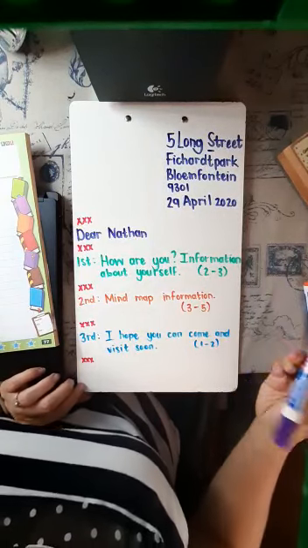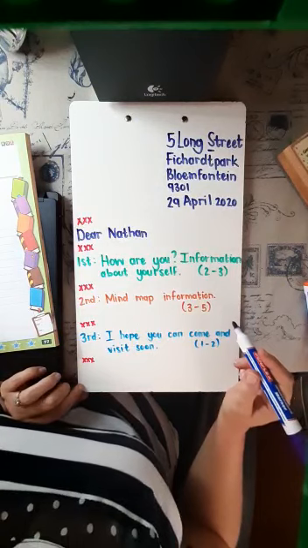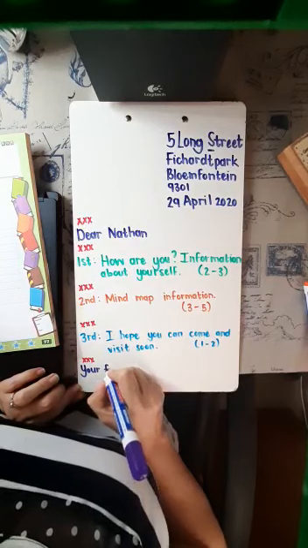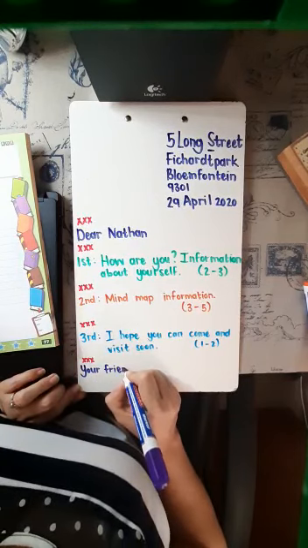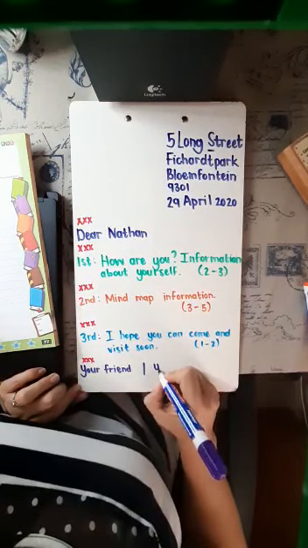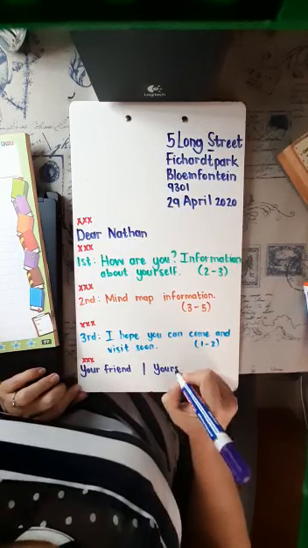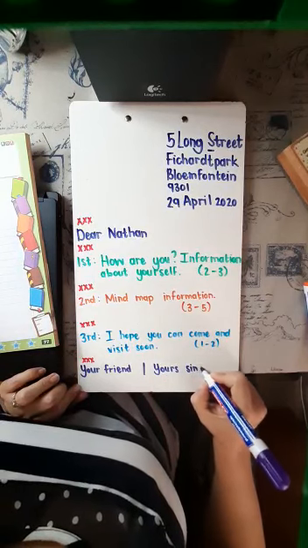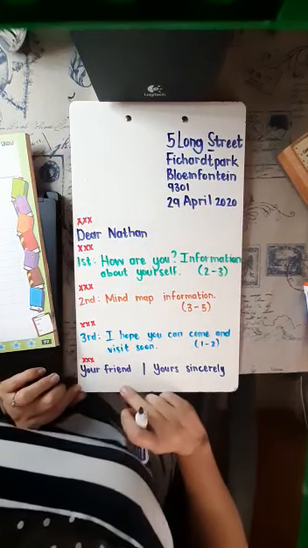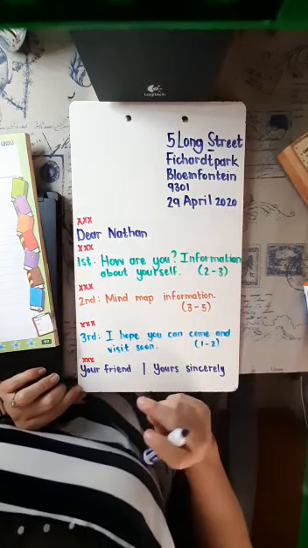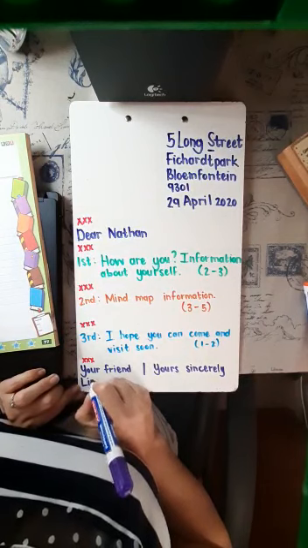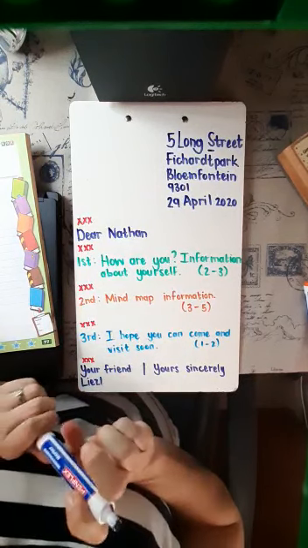You will see that they ask you to write your ending at the bottom. This is a friendly letter, so you can end with your friend. If you want to be a little bit more fancy, you can also say, yours sincerely. But your friend is more than enough. Then you write your name at the bottom. I'm going to write down my name, but remember you're not me, so your name is the one to write.